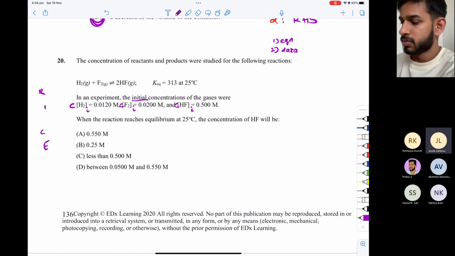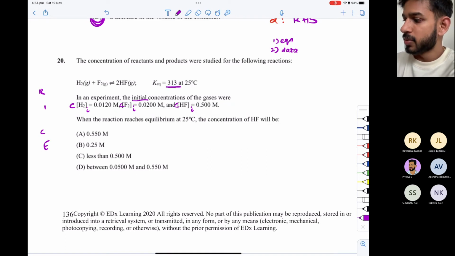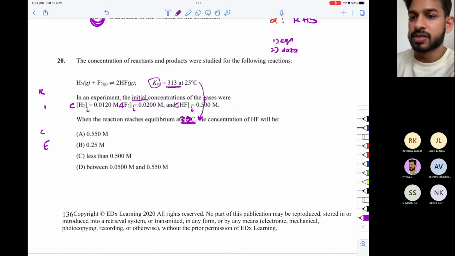We've also got the KEQ value, which is 313. Good. So we know that KEQ equals 313. They've given it to us in chemical maths. They've also told you that the question is at the same temperature as KEQ. If they give you 30 degrees, that'll stuff you up completely.